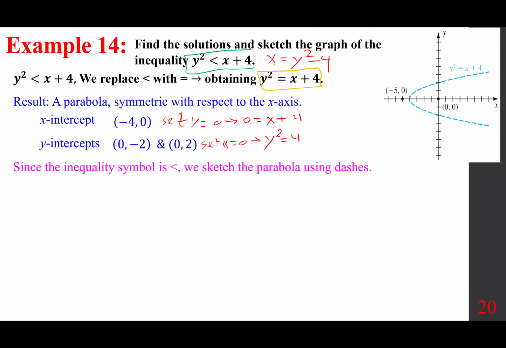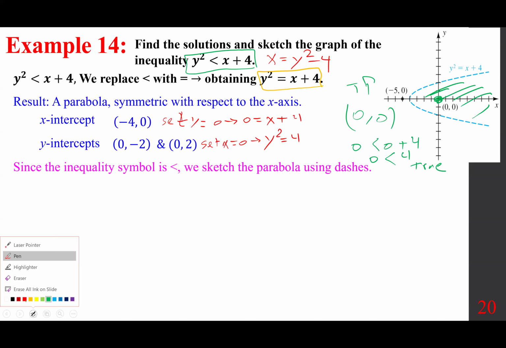Right here, I'm going to go with the test point because you have two regions, inside and outside the parabola. If I put 0, 0 as a test point, TP, I put 0 less than 0 plus 4, 0 less than 4. That's a true statement. So I would say the region inside. And I'm done. Okay. But let's elaborate on that.